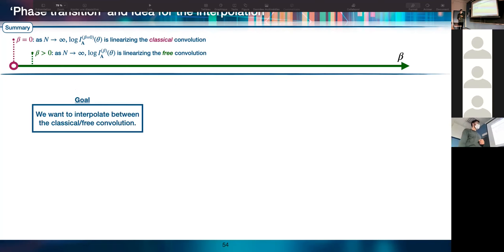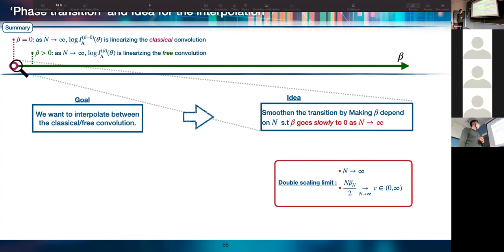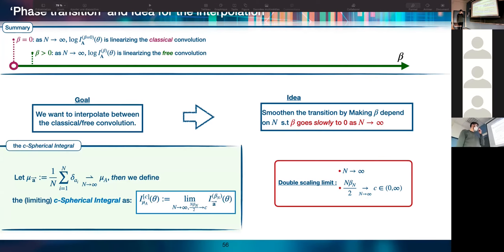And since our goal is to interpolate between the two, a classical idea is to try to smoothen this transition by making beta go slowly to zero with n. So if you have a look at the previous example that I have shown, maybe a correct scaling is to take beta goes as 1/n as n goes to infinity. And this allows us to define what I call the c spherical integral. It's just the limit of the beta integral, but in this double scaling limit. So now beta goes as c over n when n goes to infinity.